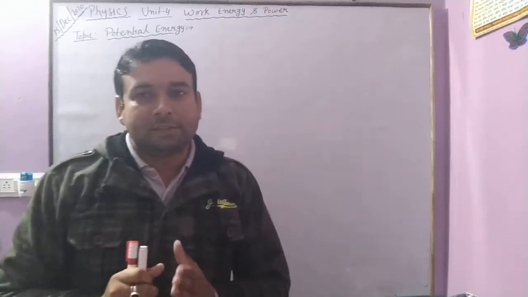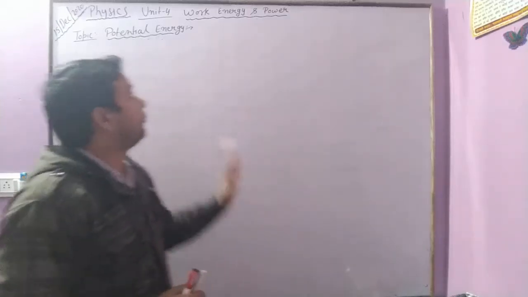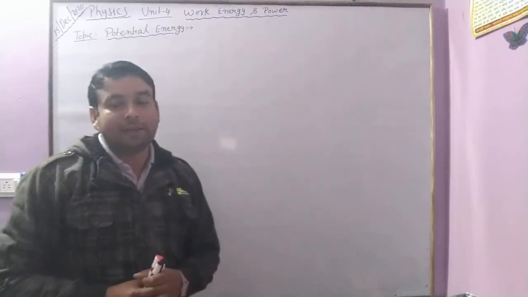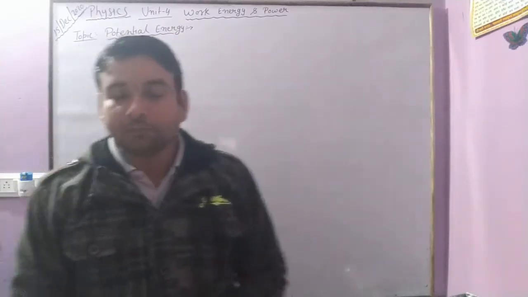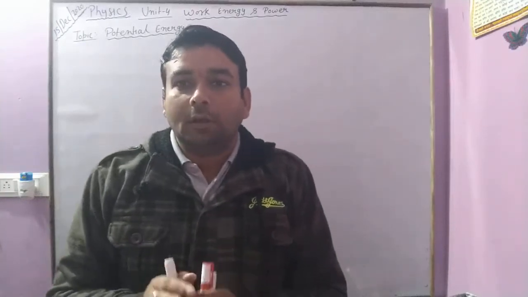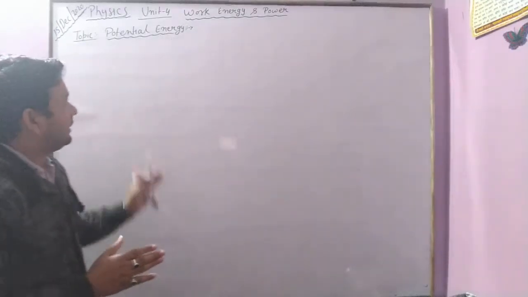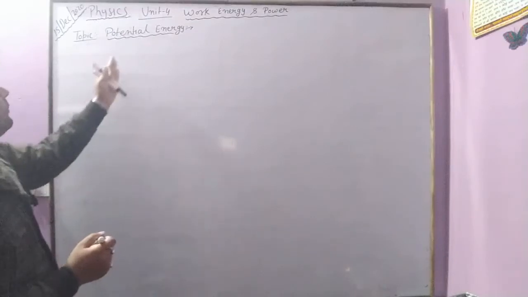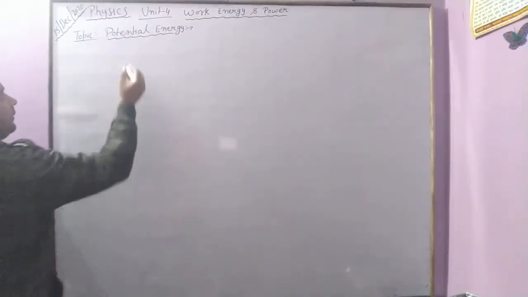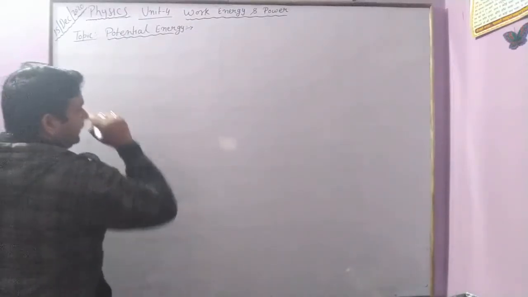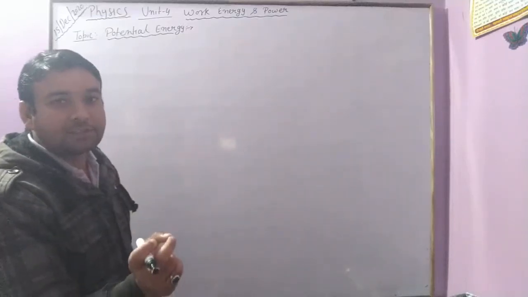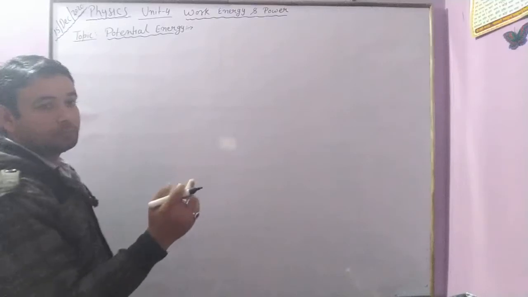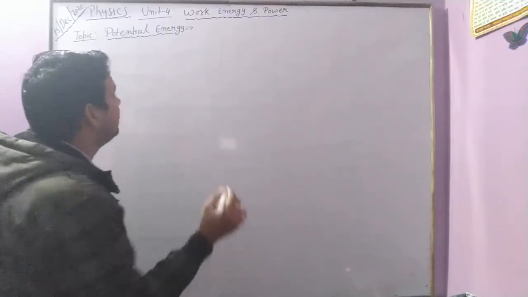Students, in class 11 physics unit 4 work, energy and power, our next topic is potential energy. In the previous lecture I explained what potential energy is. Here the potential energy is used for the locational, configurational and the position energy.